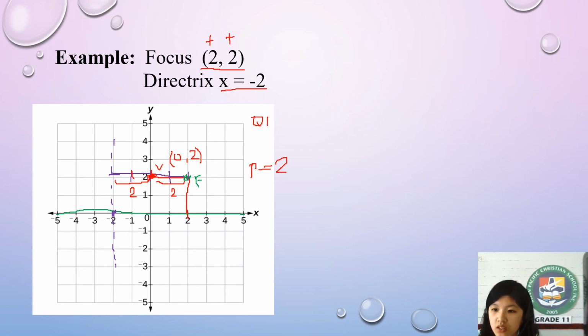Yan. Since ang standard form natin dun sa mga cases na binigay ko kanina, kapag ang dito, we have the formula. Kayo check nyo na lang na ang formula ay y minus k squared equals 4p times x minus h.